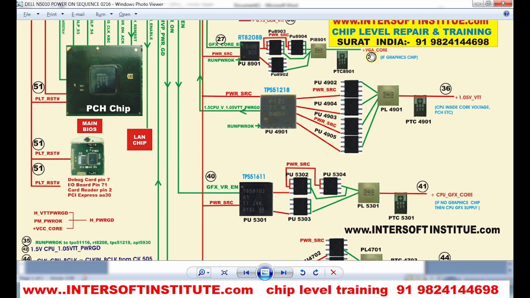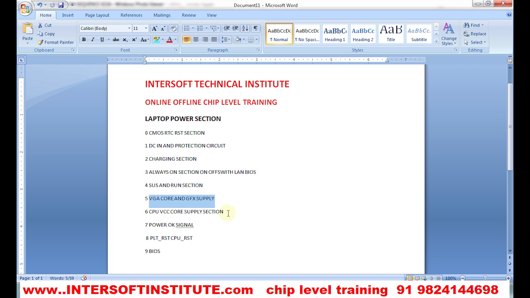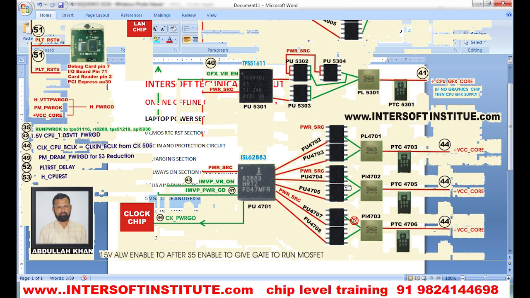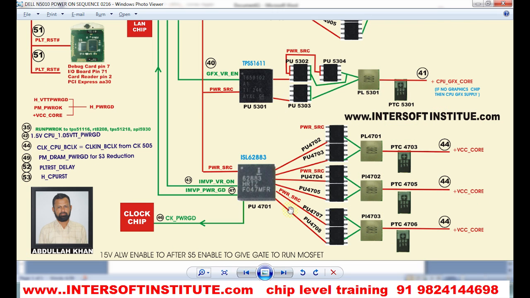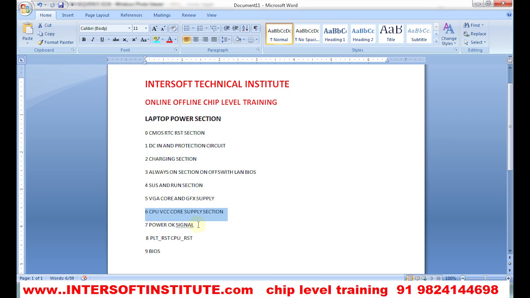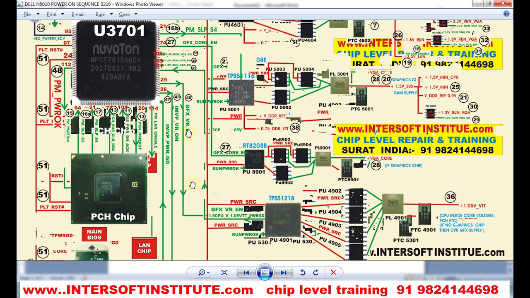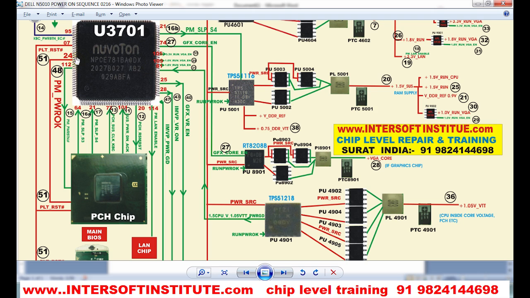The CPU graphics core, VGA graphics core 1.05, this supply will be on. After that, the CPU section supply will be on. Here you can see the CPU supply is on, VCC core. After all these sections, the power OK signal is generated. See, all the ICs are giving the power good signal to the IO IC. Okay, VRM on, 5 volt on, run on, everything is okay. Then from here the power OK signal goes to the PCH, saying that all the power is okay.